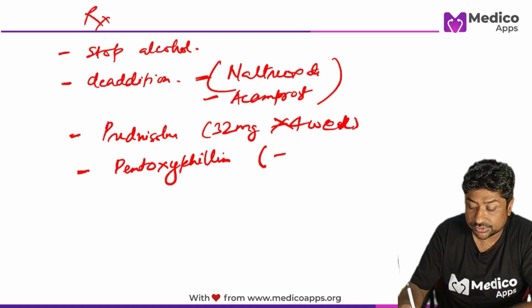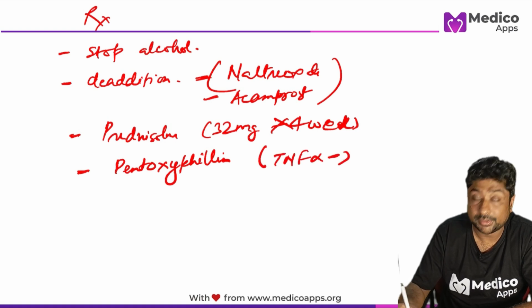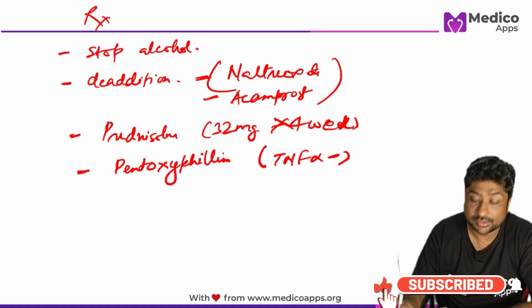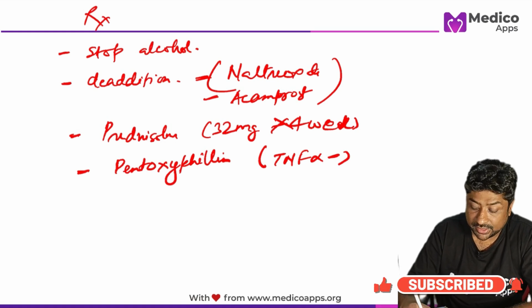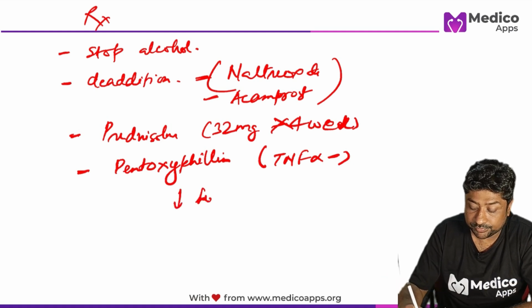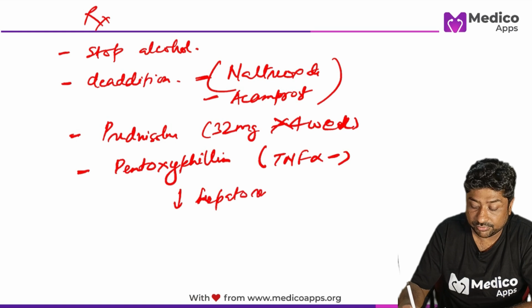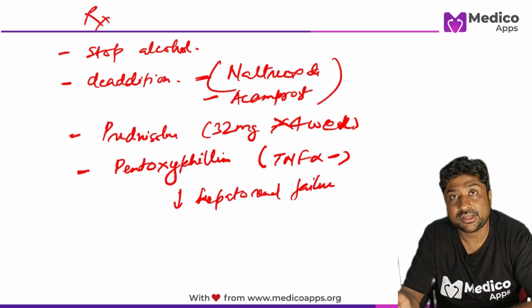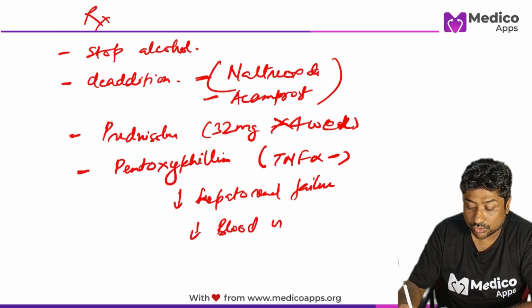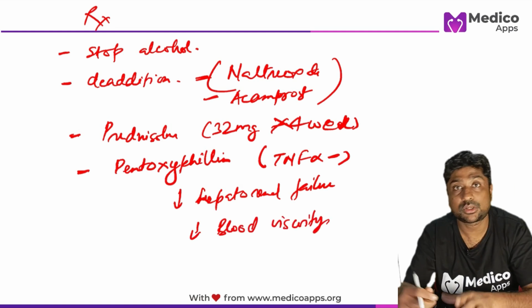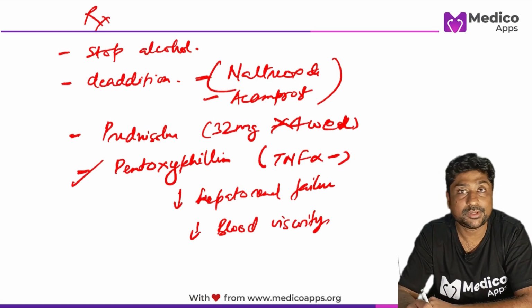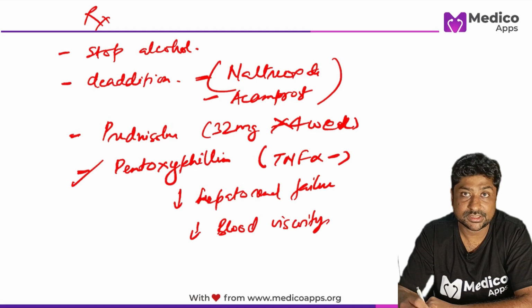Now remember, pentoxifylline is a TNF alpha inhibitor, and we have seen the role of TNF alpha as a pro-inflammatory marker. So pentoxifylline reduces the incidence of progression to hepatorenal failure, and primarily it inhibits TNF alpha and also decreases the blood viscosity. So it improves the circulation within the liver. So these are the primary agents which are used for the management of alcoholic liver disease.